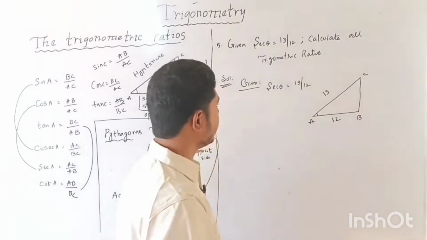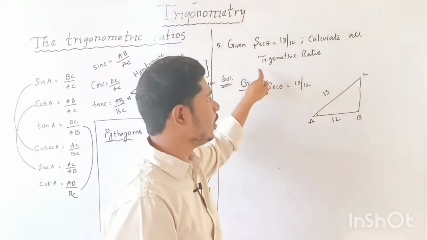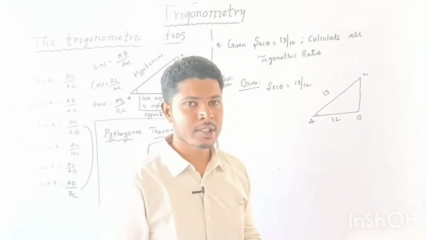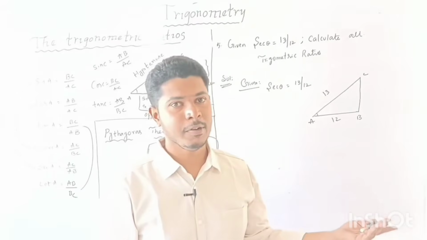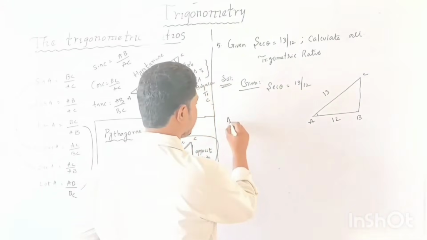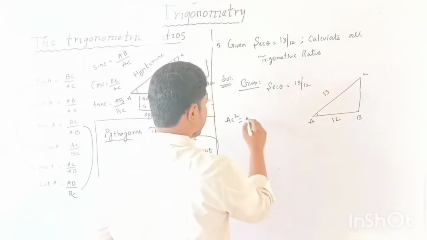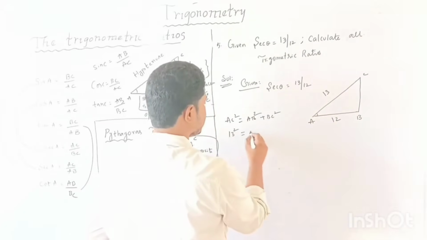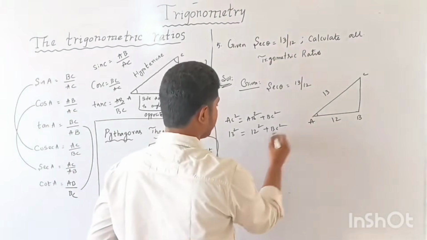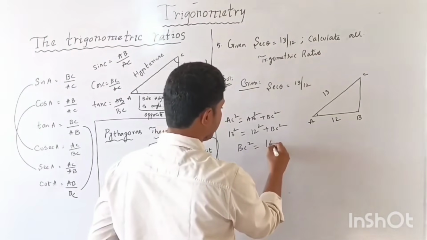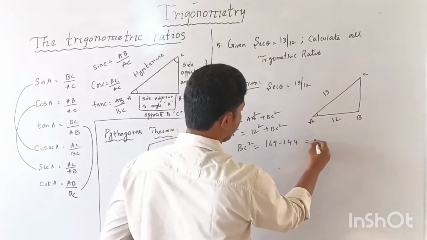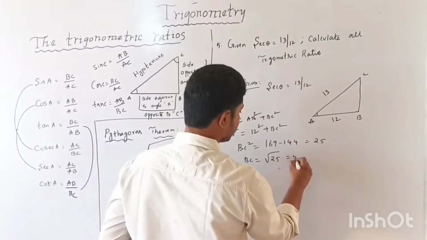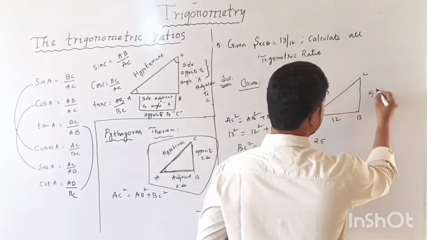What do we have to find? We have to find all trigonometric ratios. To find all trigonometric ratios, we need to find BC. How will we find BC? With the help of Pythagoras theorem. Hypotenuse square is equal to adjacent square plus opposite square. 13 square is equal to 12 square plus BC square. Therefore BC square is equal to 169 minus 144, that is equal to 25. Therefore BC is equal to root 25, that is equal to 5.